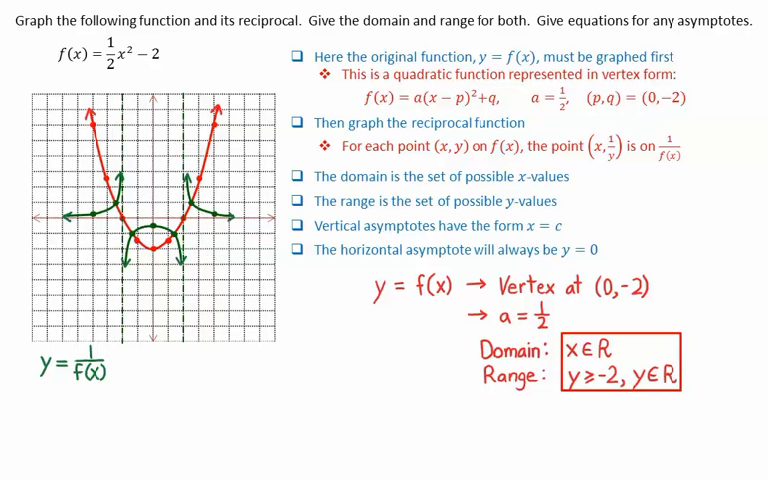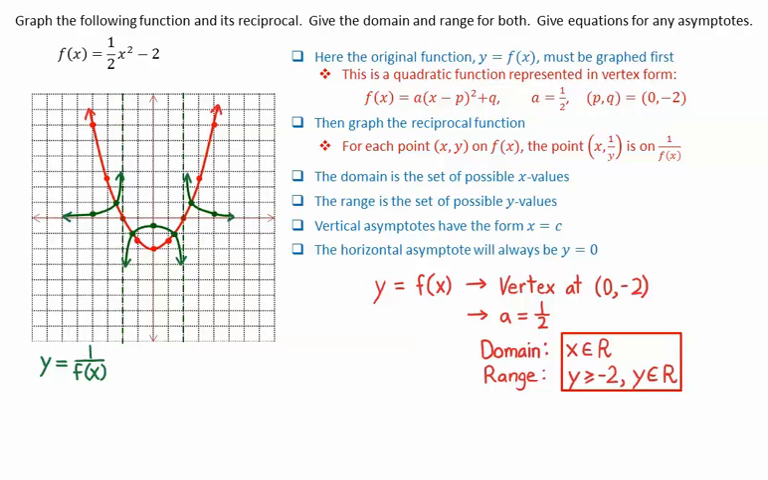Note that as x gets infinitely large or infinitely small for the original function, the reciprocal function must approach 0. This corresponds to the horizontal asymptote of y equals 0, corresponding to the x-axis.